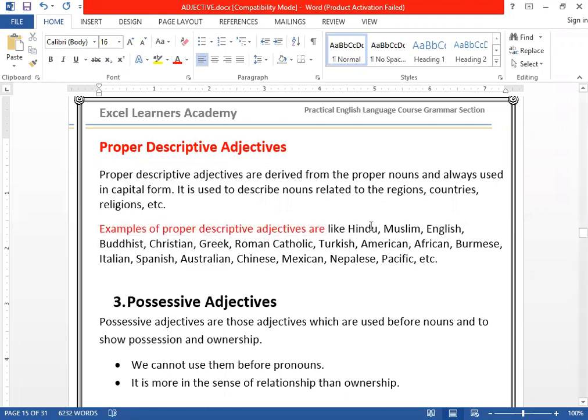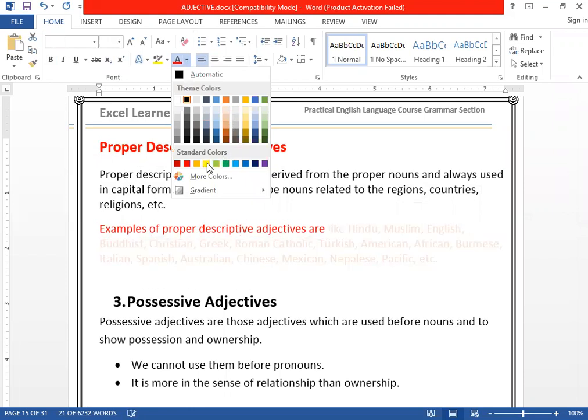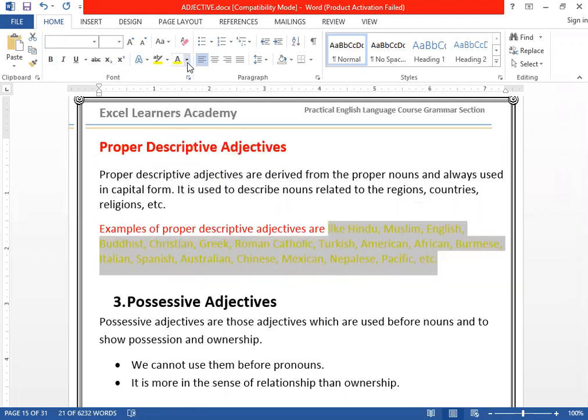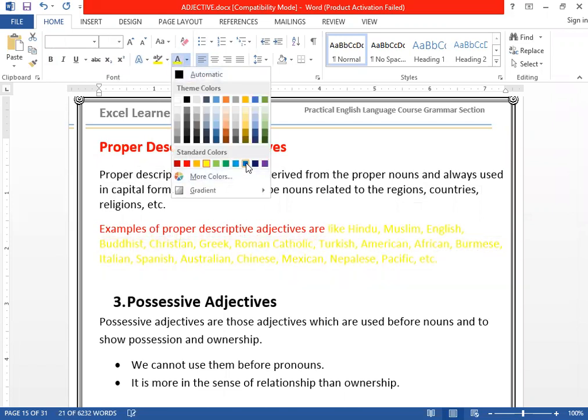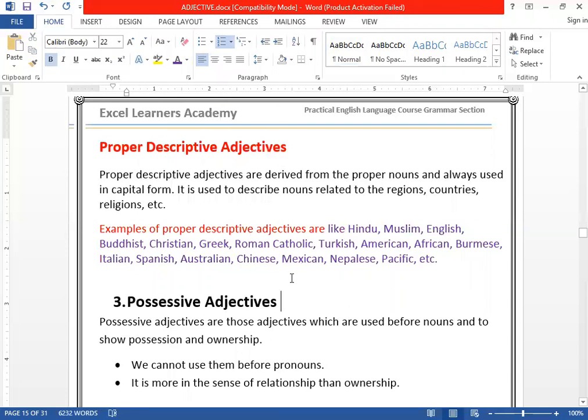Hindu, clear, it's a proper descriptive adjective. Muslim, English, Buddhist, Christian, Greek, Roman, clear. So all of them, if you take example, all these examples are what? What type of an adjective? We call them proper one. Clear? They're called proper. So you can check, you can have all of them like on your screen as well. Clear? You can see them. So we studied two types of an adjectives. Now we want to move the next type of an adjective.